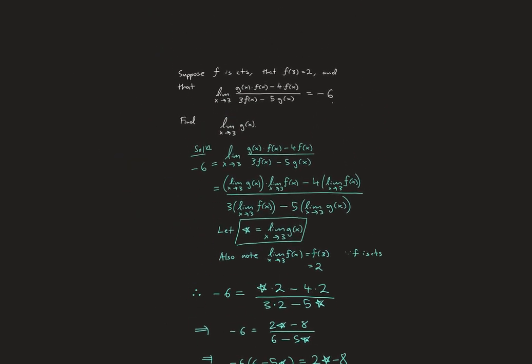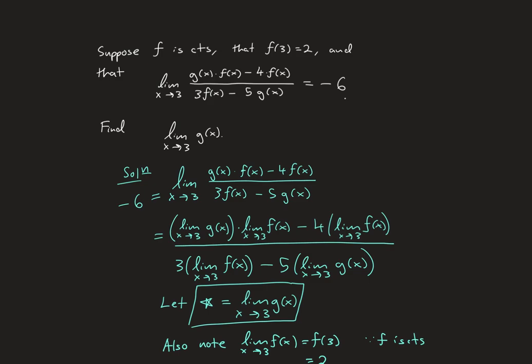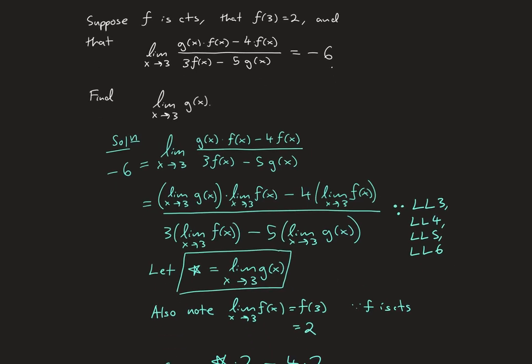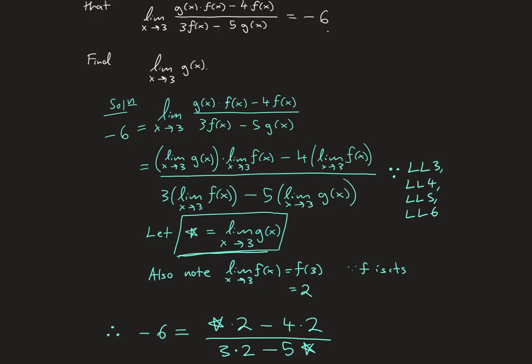Nice. It was a fun little question, really an algebra question in disguise as a calculus question. I will say loudly, this step right here, I want to make sure you know the limit laws. I think LL3 was used, LL4 was used, LL5, and LL6. All of those were used. This was simply a naming convention. I was just saying, hey, let this beast be star, just to make things look better for us.